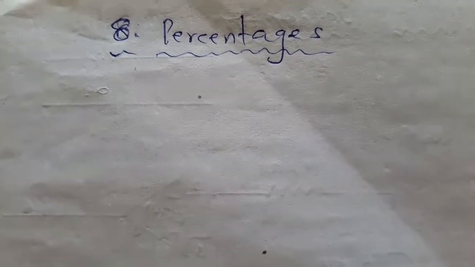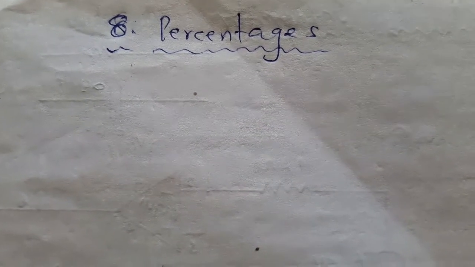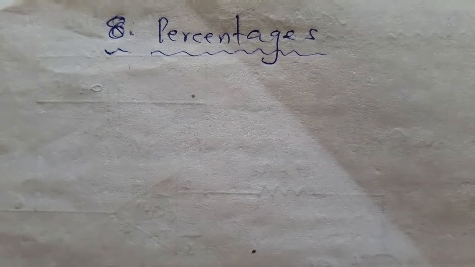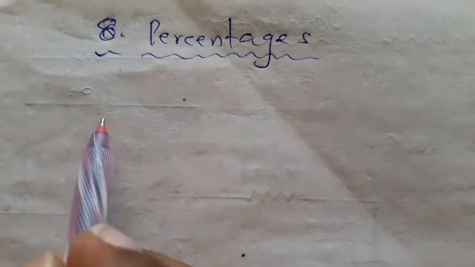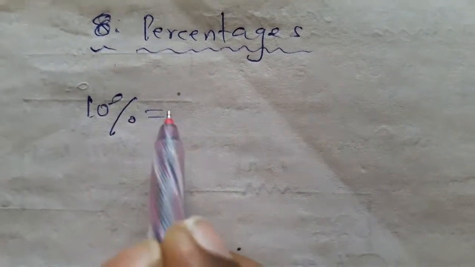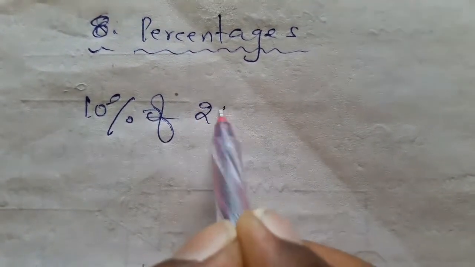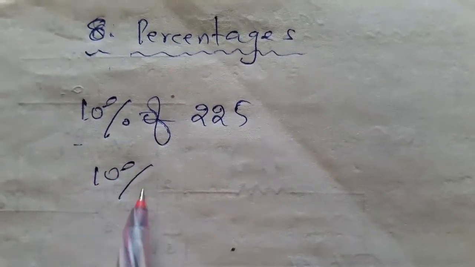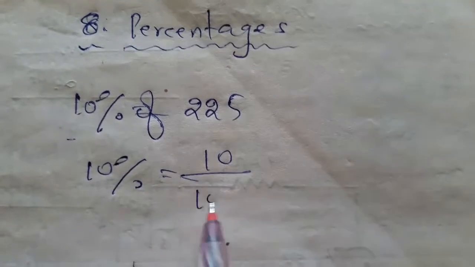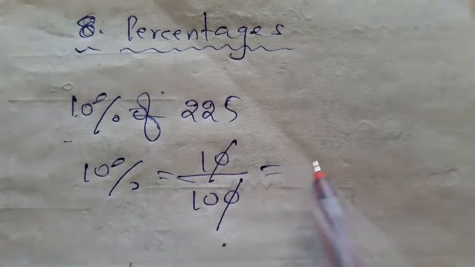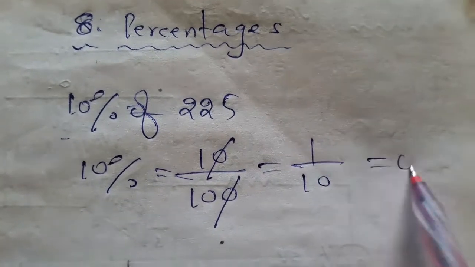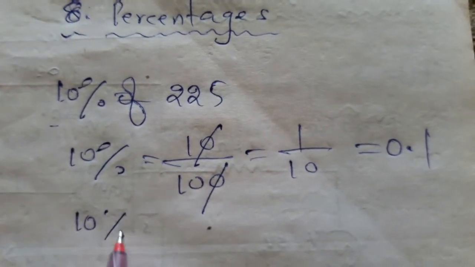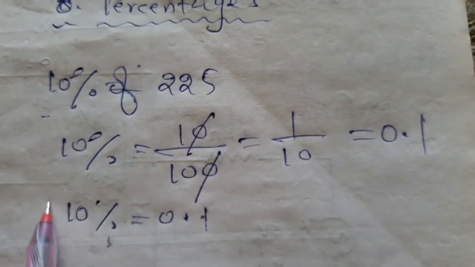Yesterday we already discussed some points on percentage. Now today we are going to discuss some more important points on percentage. Suppose 10% of 225 is given. Remember, 10% means how much? 10 by 100. That means this 0 cancels, that means 1 by 10. This can be written as 0.1. Simply, 10% means 0.1.